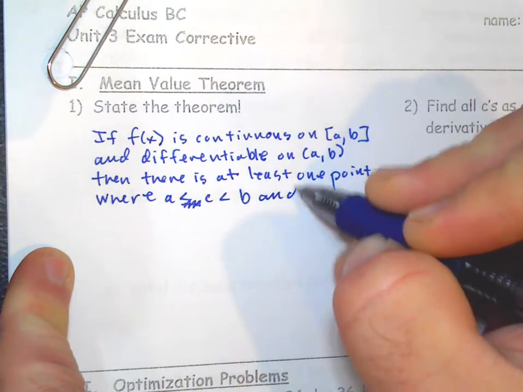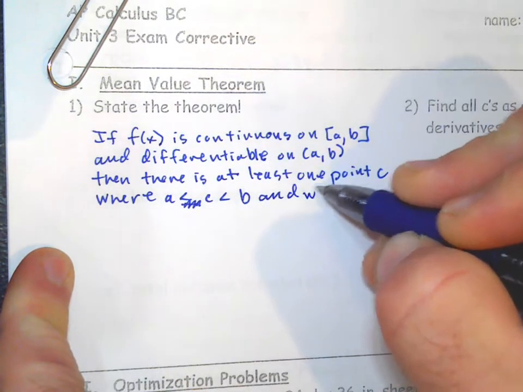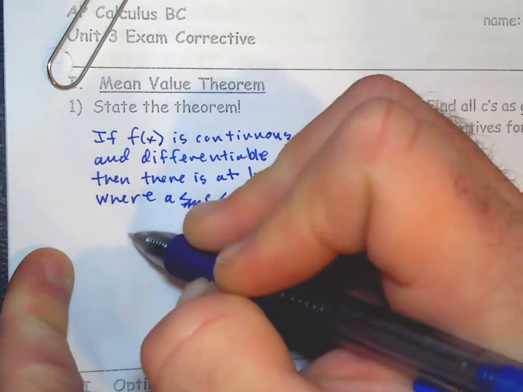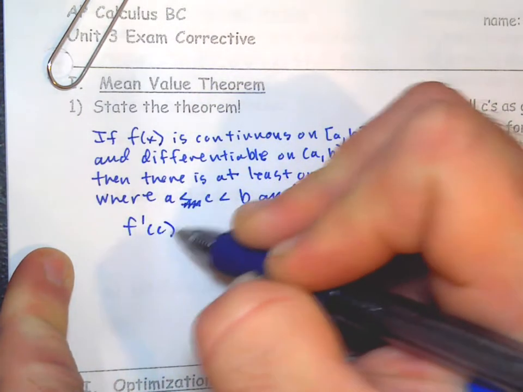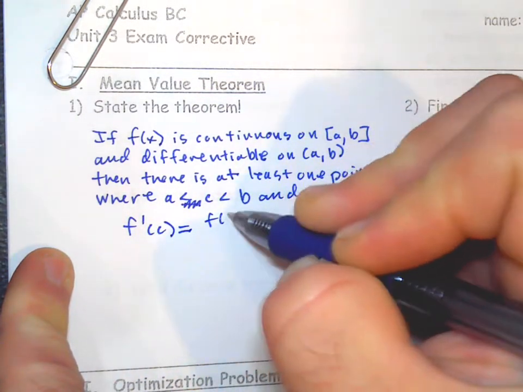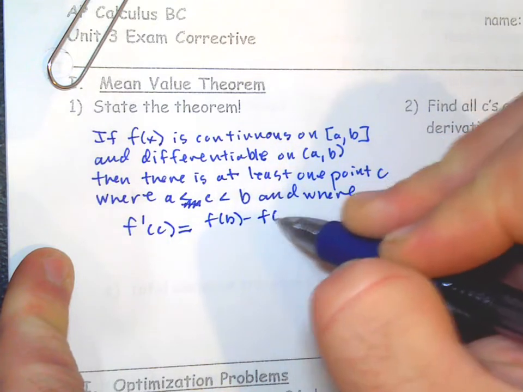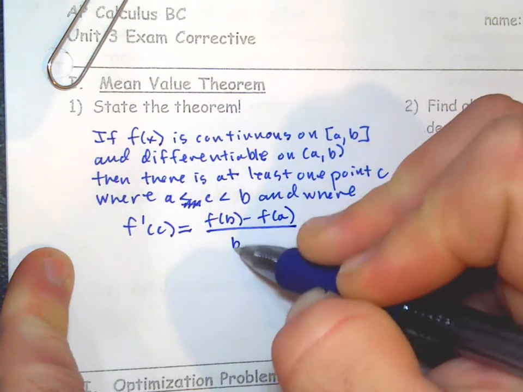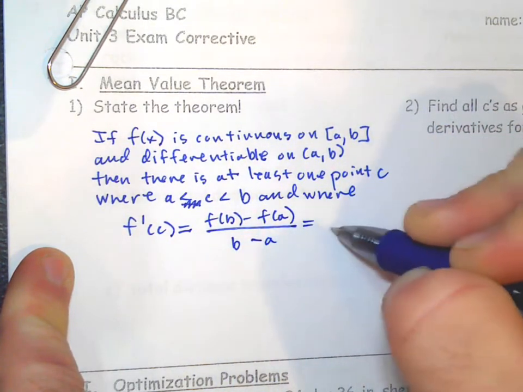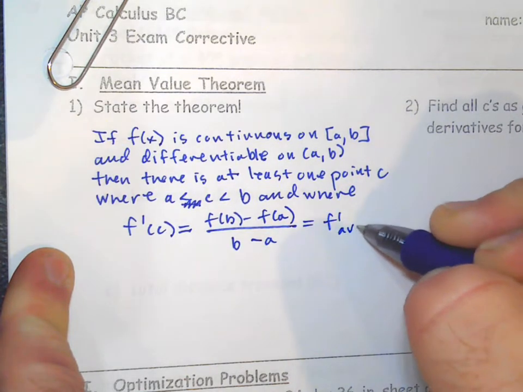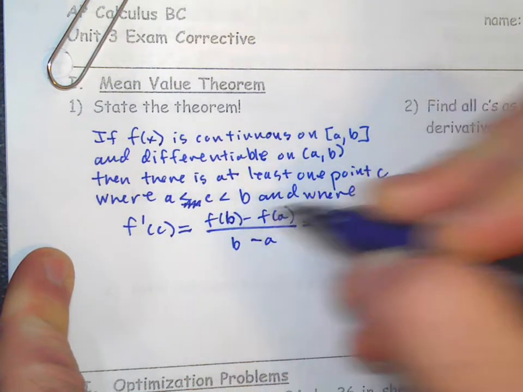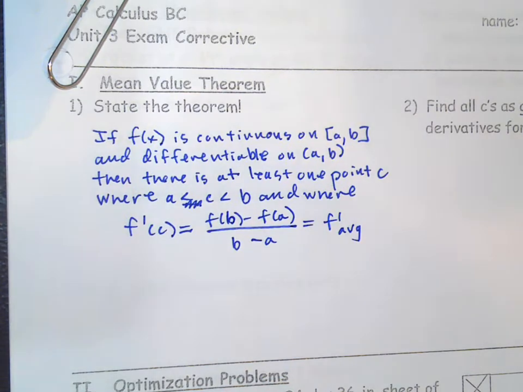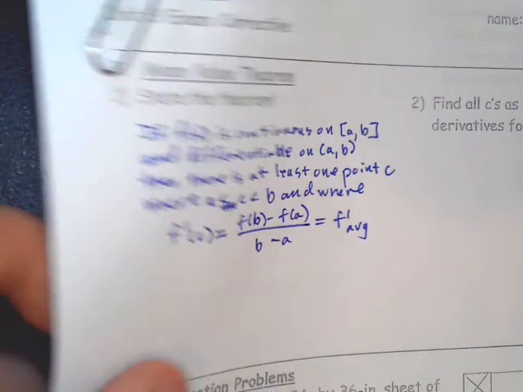and where f prime at C equals f of B minus f of A over B minus A, which is also the way we find f prime average. So this is the mean value theorem for derivatives. Okay, so on problem 2, I guess we're going to go ahead and use this.